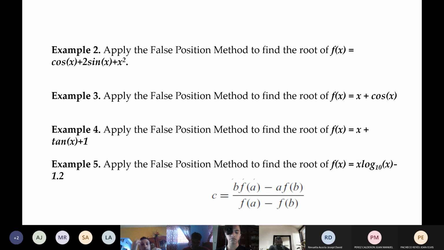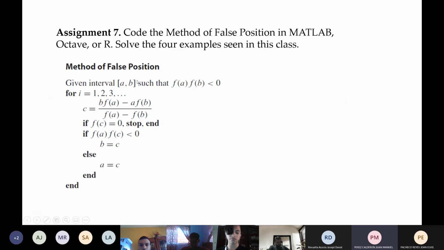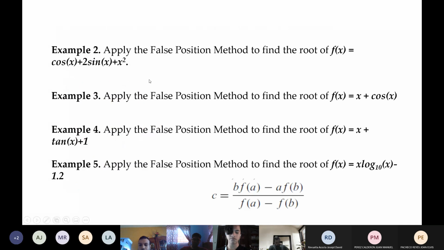Nope. Yo pensé que eran a mano. Nope. Not by hand. You can do it by hand, but you already know the answer. What I want you to do is actually to code this.